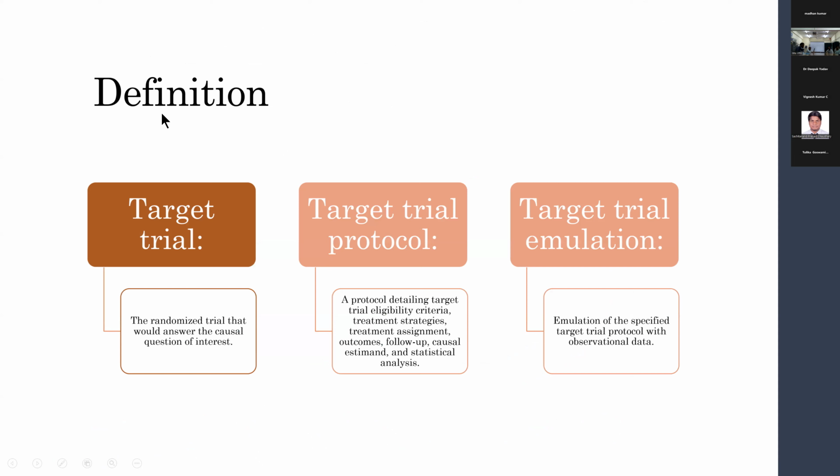So just the terms I'll be using today. Target trial is a RCT that would answer the question of interest. Protocol is a detailed protocol which includes eligibility criteria, strategies, assignments, outcome, follow-up, what is the causal contrast, that is intention to treat or not, and statistical analysis. So this is similar to what we look at in a RCT. And emulation is a process where we do this to get the data.